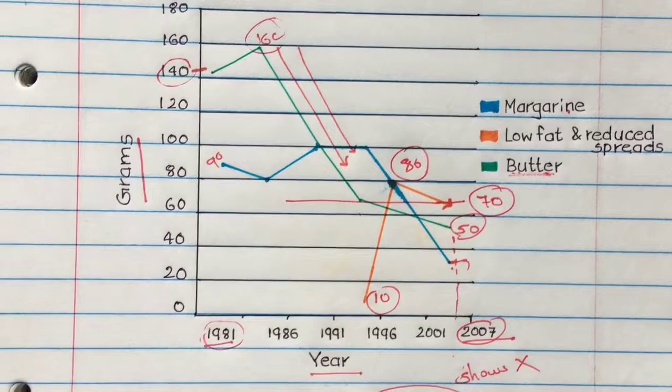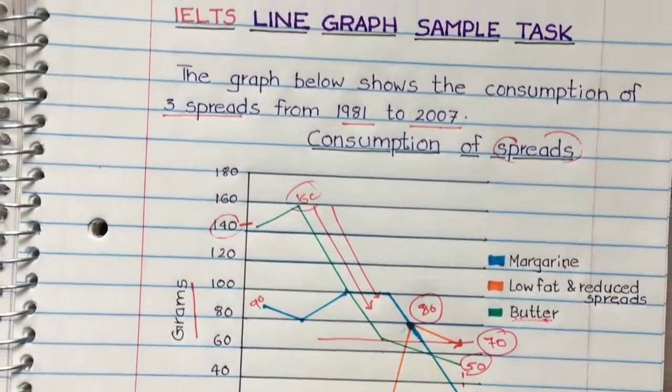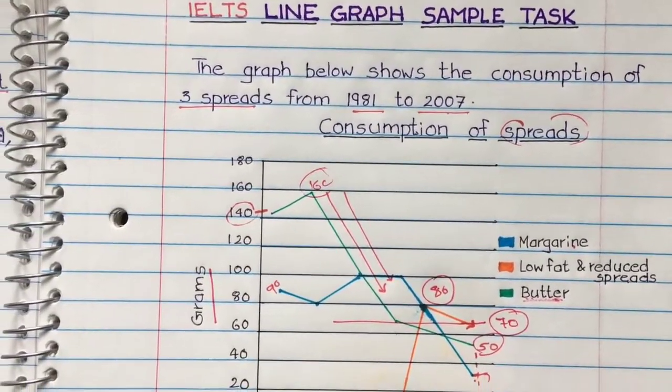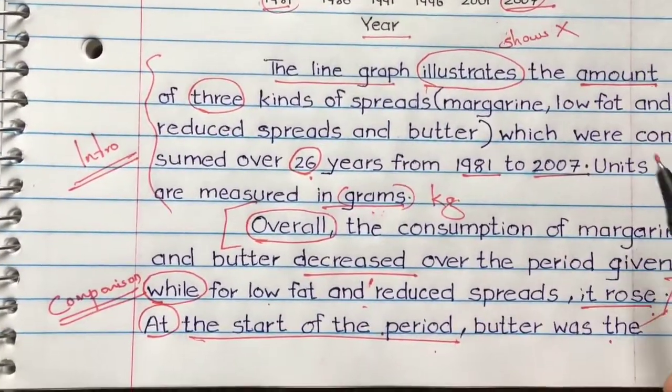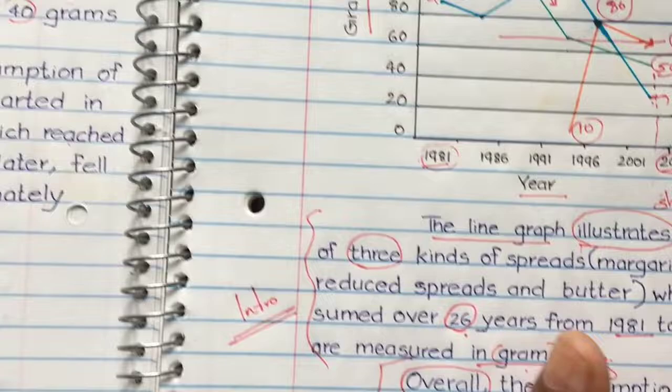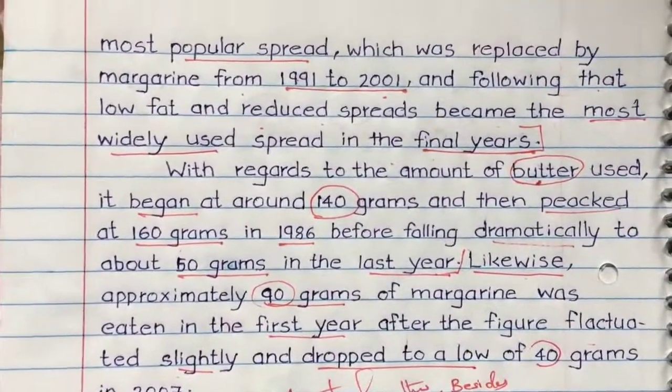I hope this is one of the best samples you could use. This is the simplest and easiest sample you can practice, and the best tip about IELTS is practice, practice, practice, and surely you are going to get your band 9 score.